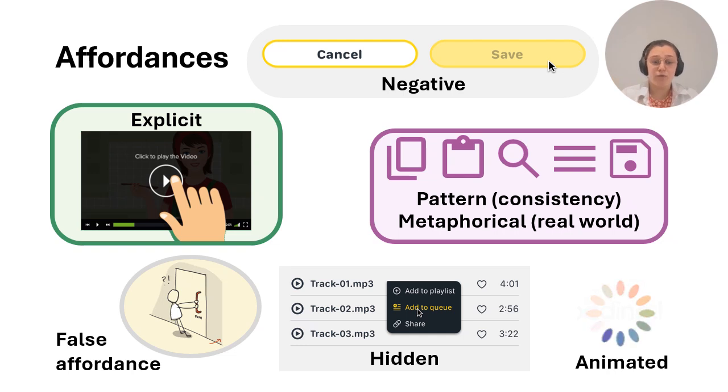We talked about affordances and this false affordance of trying to pull a push door, and there are lots of different types this can look like in technology. One thing you probably see a lot is negative affordances, which means when you cannot do something, it highlights that it's not possible. So you might see a save button grayed out. That signifies to you that you can't press save yet, and maybe you need to do another action before you can save.